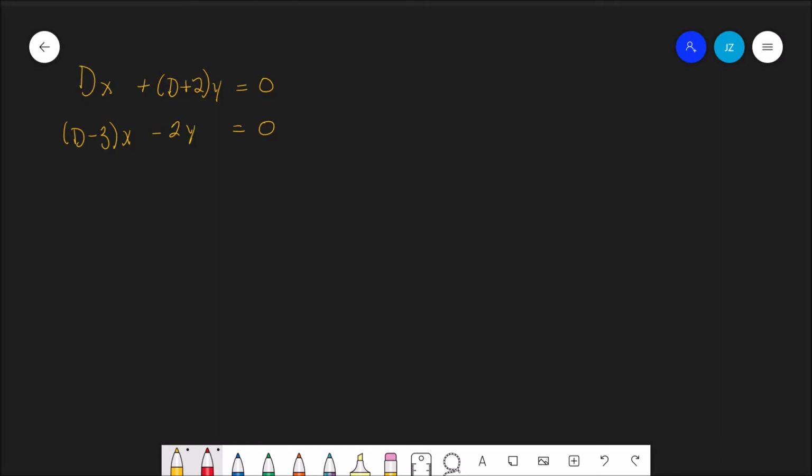The first thing is I'm going to operate on the first equation by D minus 3, and I'll operate on the second equation by D, and then add the two equations together. So we'll get (D minus 3) times (D plus 2)y minus 2Dy. Simplify this. We get ((D minus 3)(D plus 2) minus 2D), all operating on y. If you expand that out, we get (D squared plus D minus 6) operated on y, and that has to equal 0.